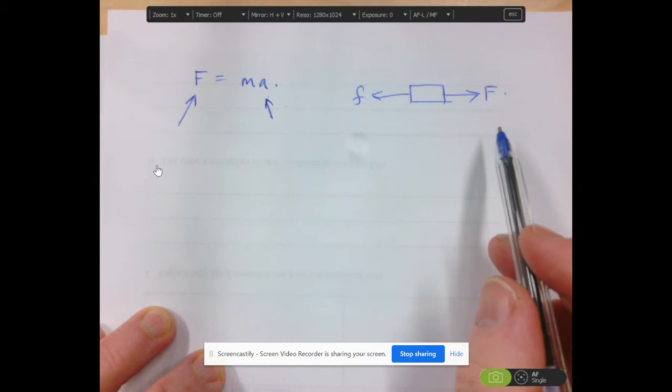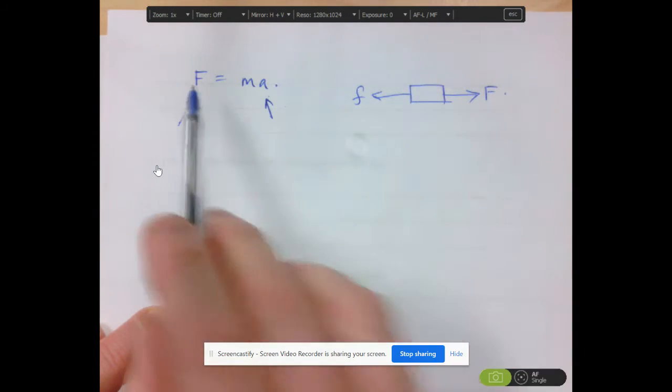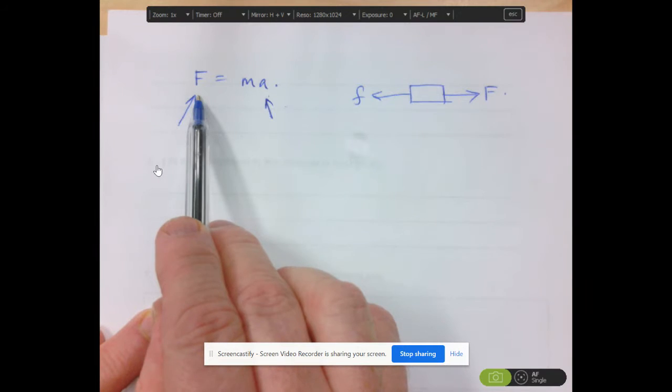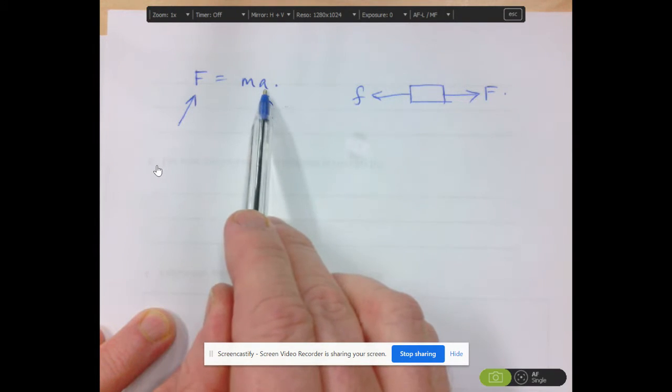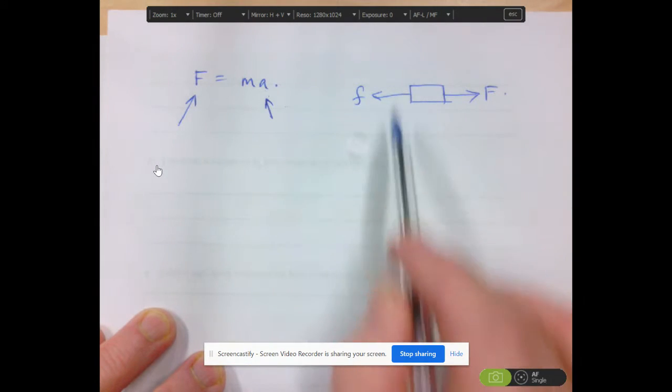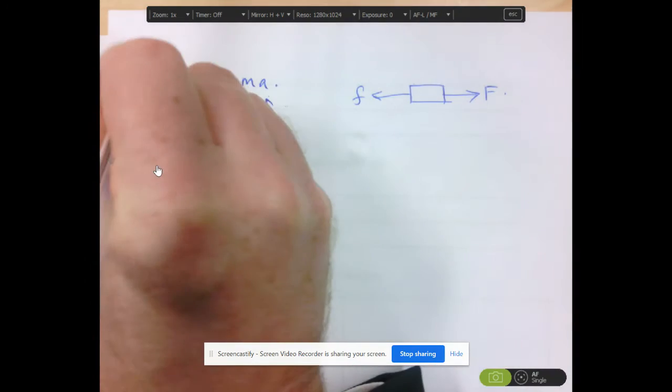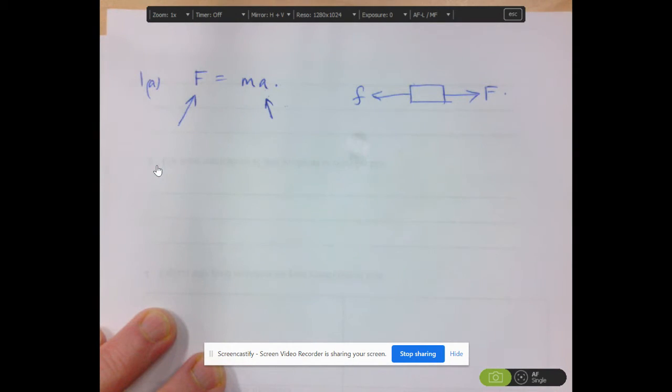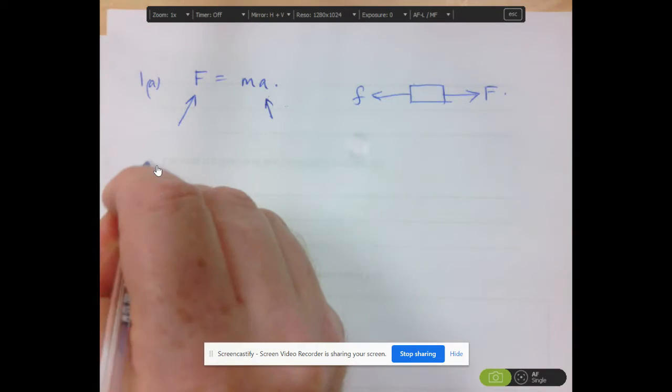So I have evidence that there is a frictional force because if I'm pushing with 50 newtons, I should get an acceleration in proportion to that. But because I'm getting only constant velocity, we must have friction acting against it. So that is 1A. That's the evidence. So we're going to calculate the expected acceleration.